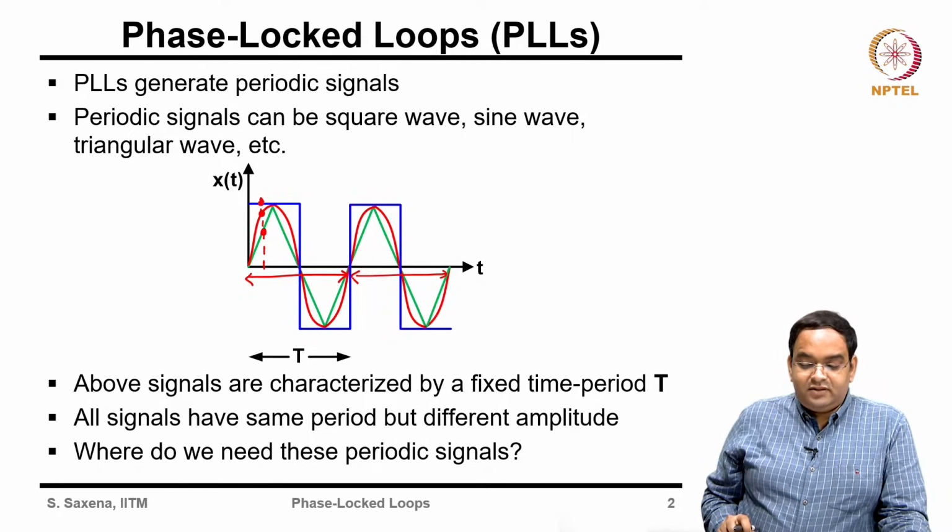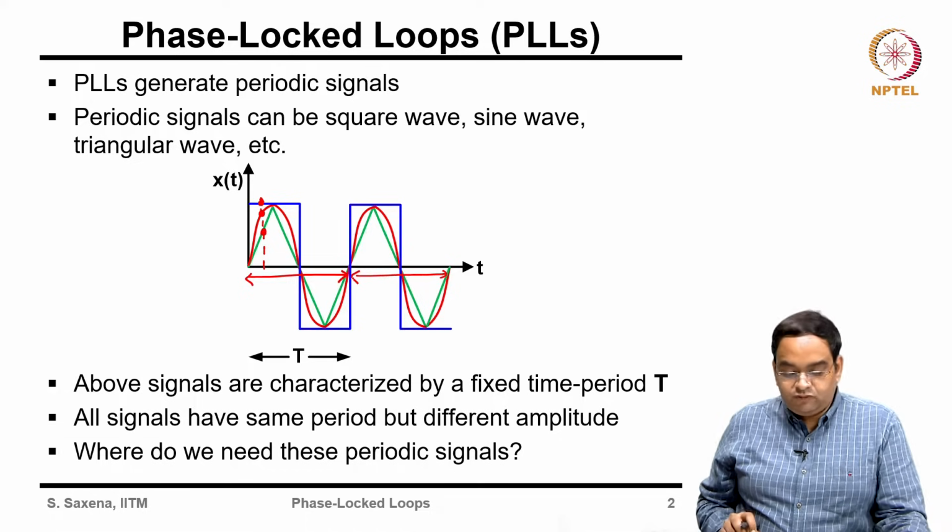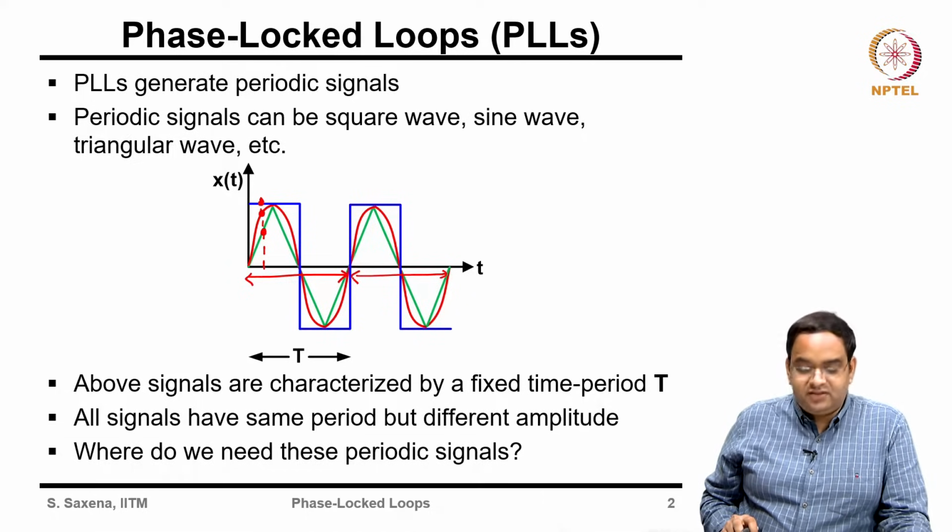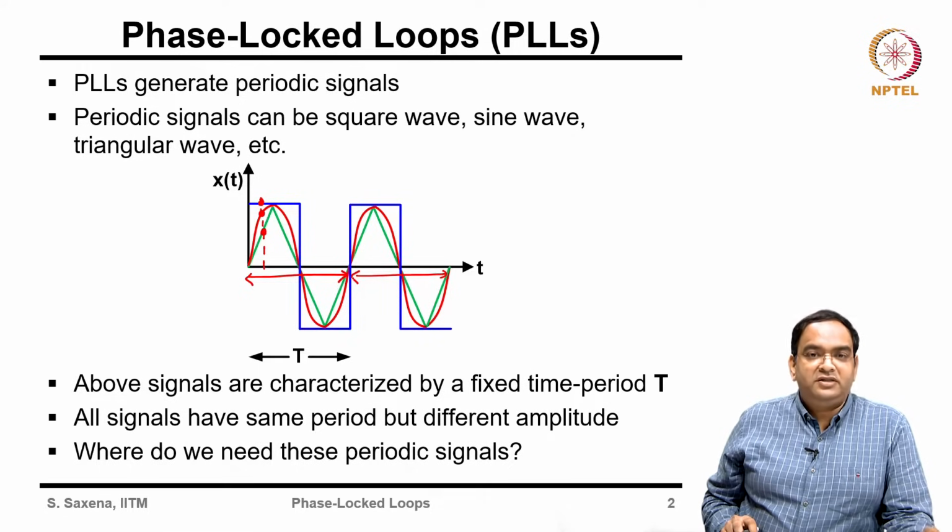So, these are the signals which will be generated by the phase lock loops, from where that is what we will see. Now, the question arises, where do we need these periodic signals? Before we go and say, okay, we can generate such and such a periodic signal, we should also know where these signals will be needed. Unless we know the application, we will not know the requirement of this periodic signal, the properties of the periodic signals which you need for a given application.